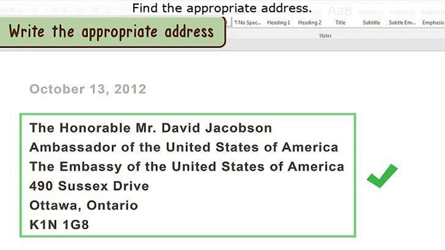Internet sites, such as Project Visa or Embassy World, as well as internet searches for the country and the word embassy, can help you identify the right person. You also can call the embassy directly to identify the best contact.